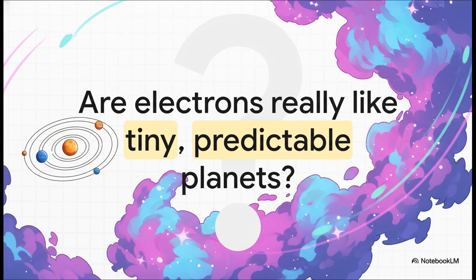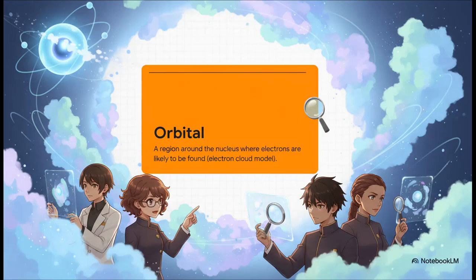New experiments started to show that electrons don't behave like predictable little planets in fixed paths. Their reality is much fuzzier. And this brings us to the modern concept of an orbital. Scientists had to completely ditch the idea of a fixed path. An orbital is not a path. It's a region of space where an electron has a high probability of being found. We can't know exactly where it is and where it's going. We can only know where it's likely to be.